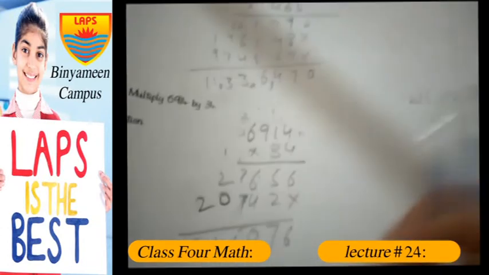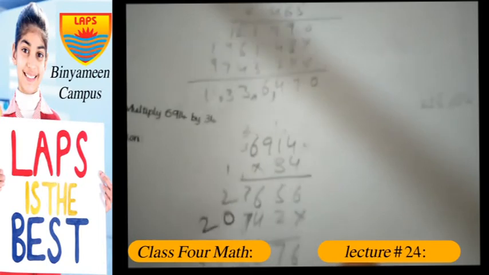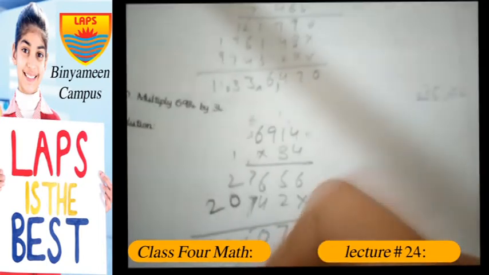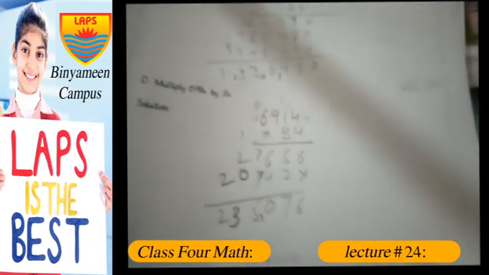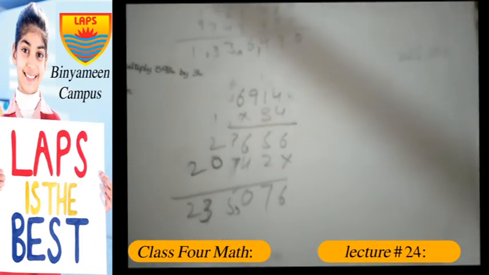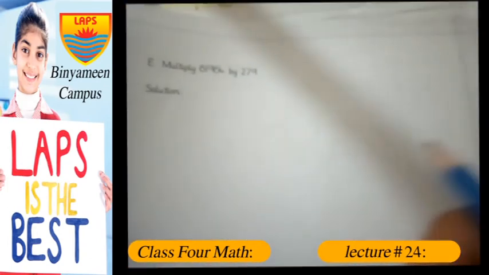So that was my mistake. It's actually 20 here. Now our problem solution will be a little bit different. Now we have here 1 and 2 makes 3, so we get the overall answer 235,076, which is actually correct.